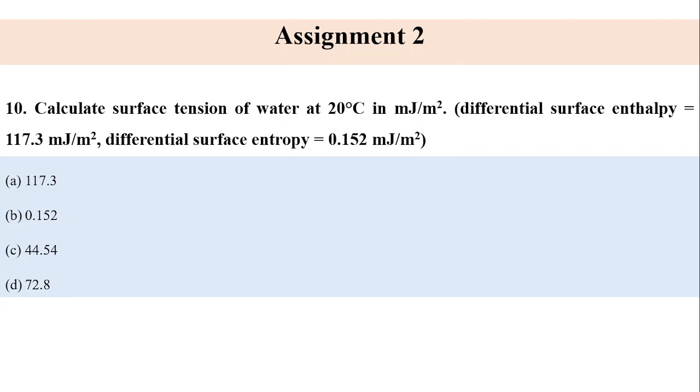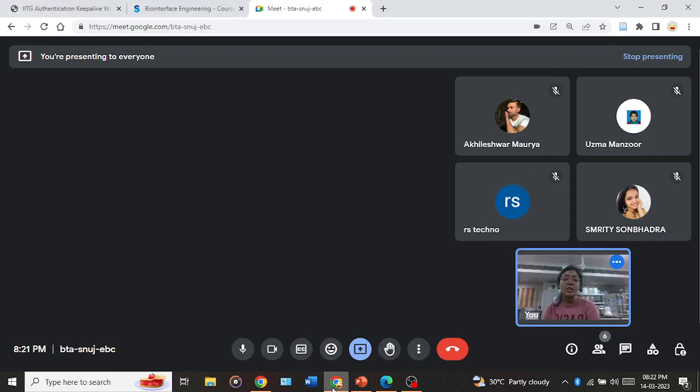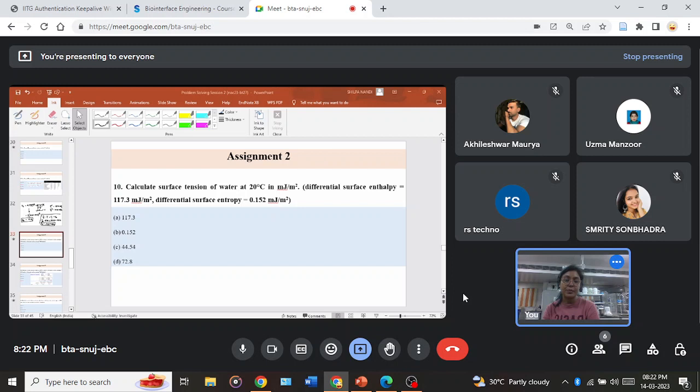The options here are A, 117.3, B, 0.152, C, 44.54 and option D is 72.8. So you have to calculate the surface tension of water at 20 degrees centigrade in terms of millijoule per meter square.